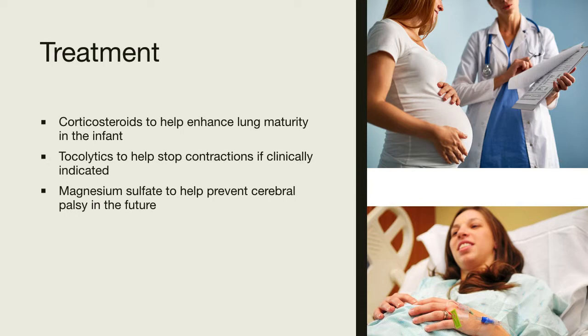Treatment measures for preterm labor include a round of corticosteroids to help enhance lung maturity in the infant. In case of a delivery, tocolytics are available to help stop contractions if clinically indicated, and magnesium sulfate is available to help prevent cerebral palsy in the future for the infant that is delivered early.